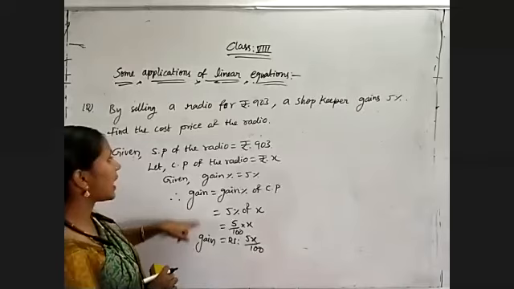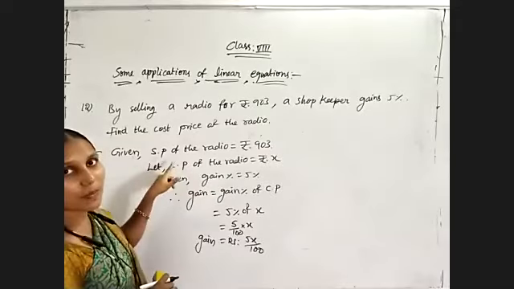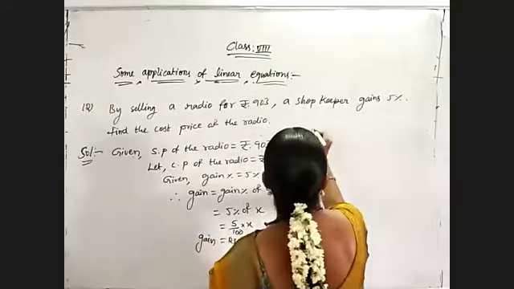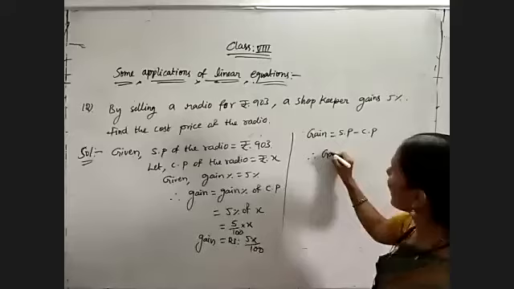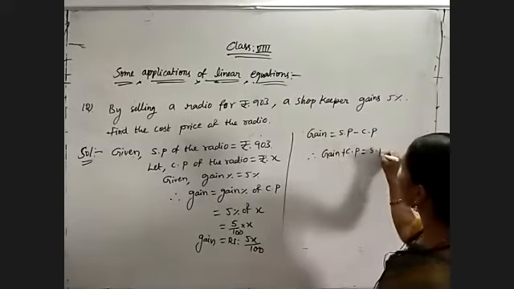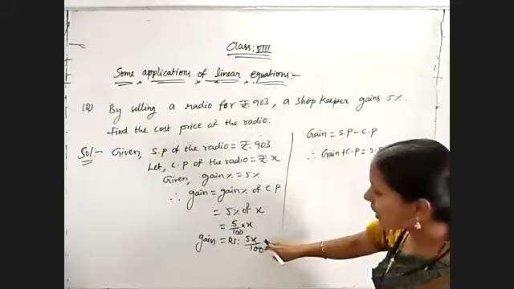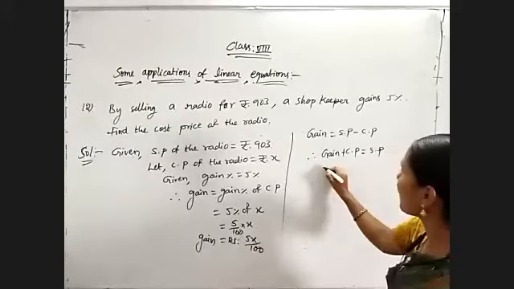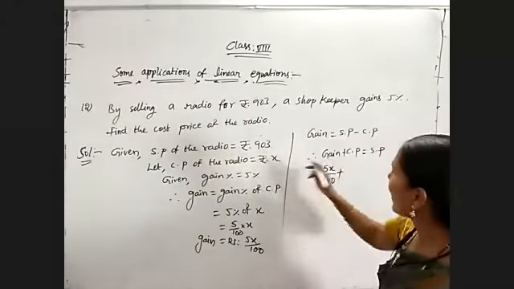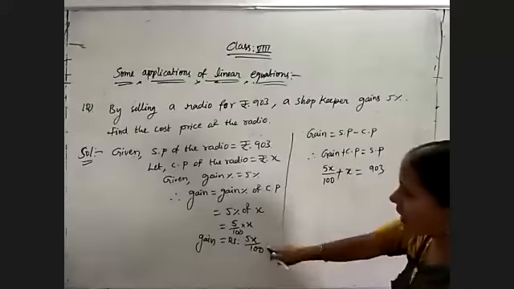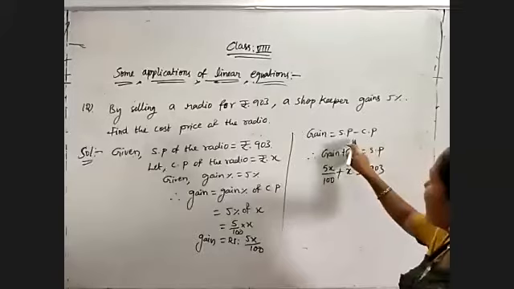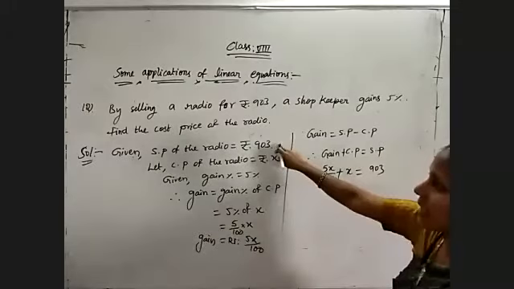So what will be the CP formula? Gain is equal to SP minus CP. We have the formula. Which value we need to find now? CP value. So now we have gain plus CP is equal to SP. From this, gain value we got in terms of x is equal to 5x by 100, plus CP value is equal to x, which is equal to SP. SP is nothing but 903 rupees. Gain is in rupees and CP also is in rupees and SP also is in rupees. All are in rupees now.